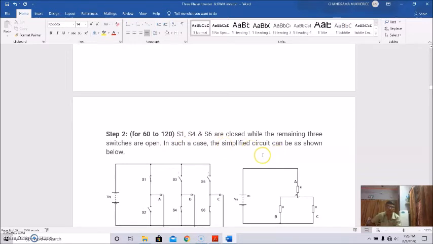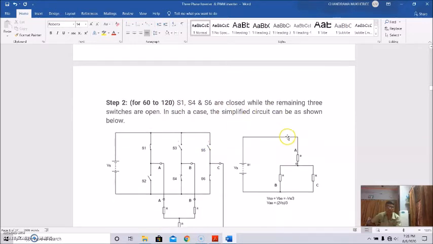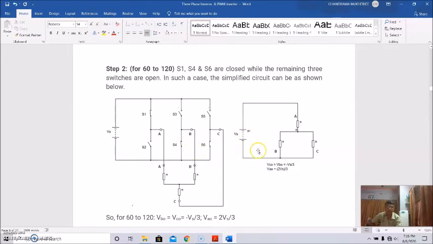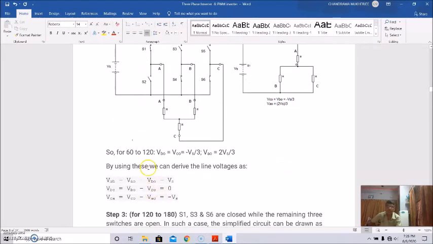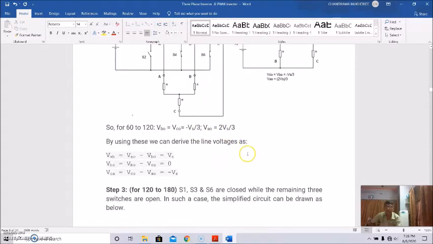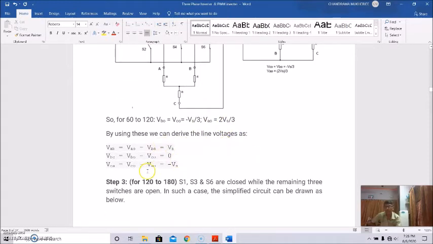For step 2, that is for 60 to 120 degrees, S1, S4, and S6 are closed, and the remaining 3 switches are open, and in such a case the simplified circuit can be like this. So in that case, VBO equals VCO equals minus Vs by 3, and VAO equals 2 Vs by 3. By using this, we can derive the line voltages as VAB equals VAO minus VBO equals Vs, VBC equals VBO minus VCO equals 0, and VCA equals VCO minus VAO equals minus Vs.